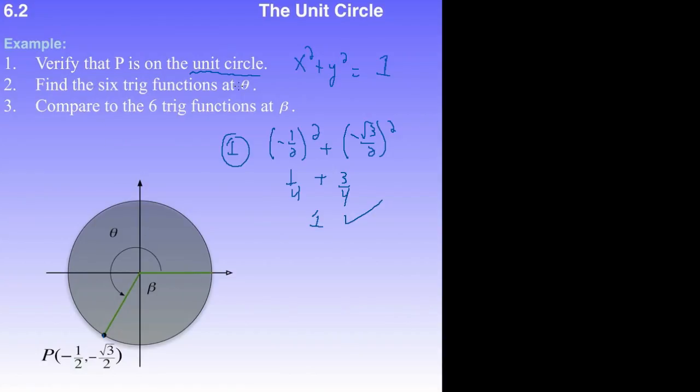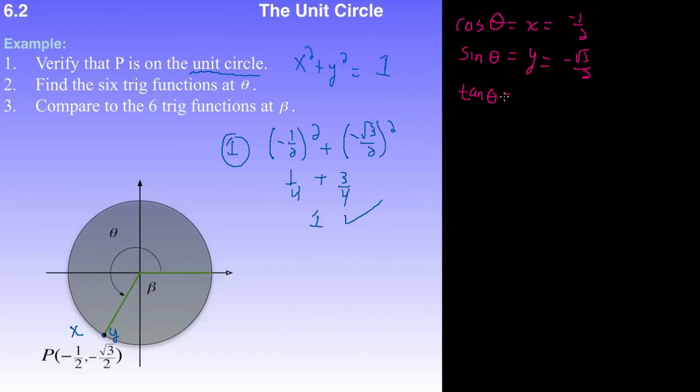Find the 6 trig functions at theta. Well, the 6 trig functions are all based on the x or y, or a combination of the x, y coordinates of the point P. So off to the side, I can start defining my 6 trig functions by saying cosine of theta is the x coordinate, which is -1/2. Sine of theta is the y coordinate, which is -√3 over 2.